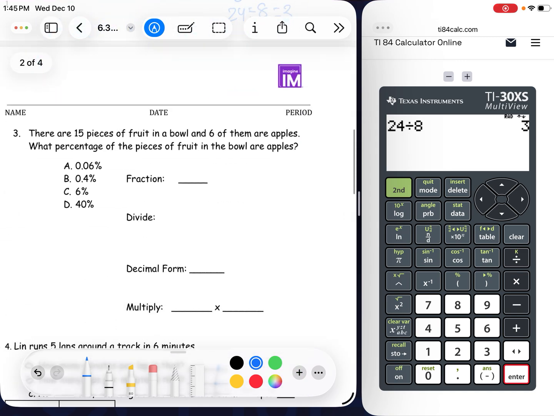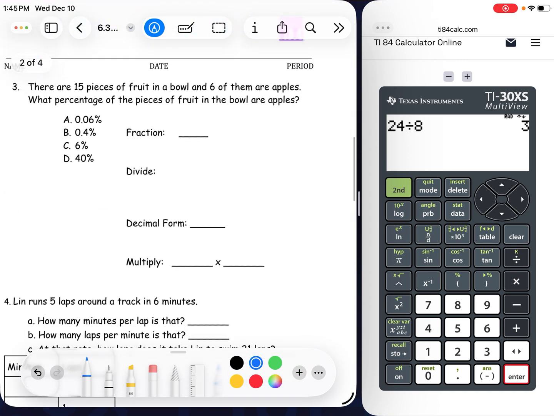Next question. There are 15 pieces of fruit in a bowl, and 6 of them are apples. What percentage of pieces of fruit in the bowl are apples? All right, so 15 pieces of fruit, and 6 are apples. And we know that we're doing percentage. What are percentages out of? 100? And we're thinking we have 6 out of 15 are apples. How would I write that as a fraction? 6 out of 15.